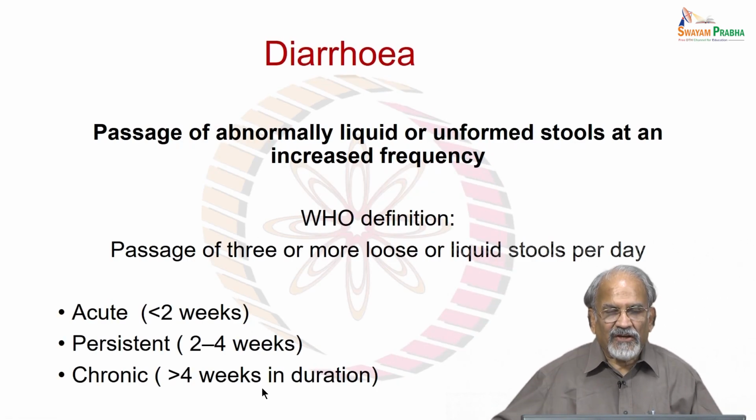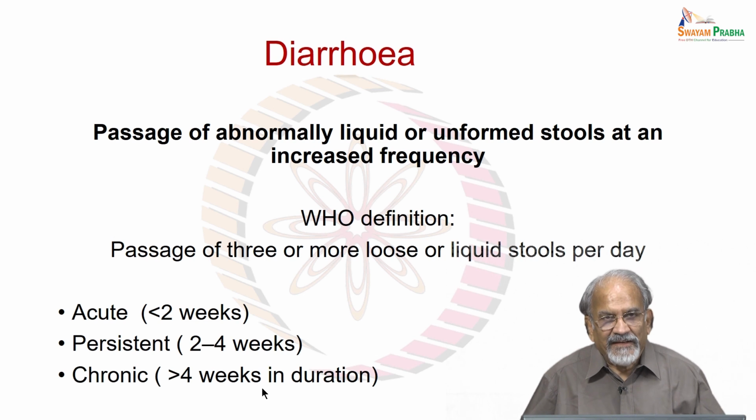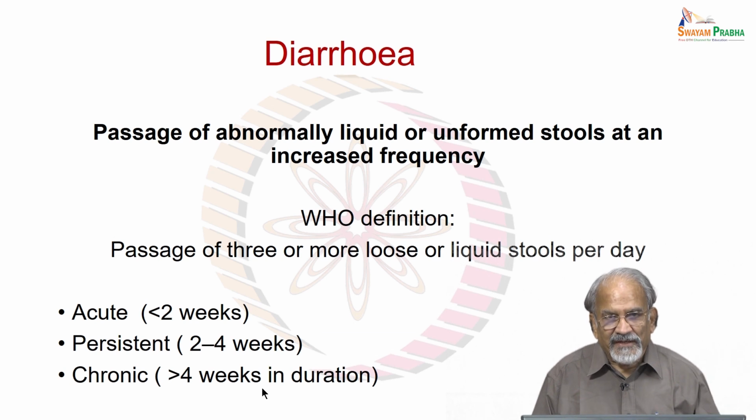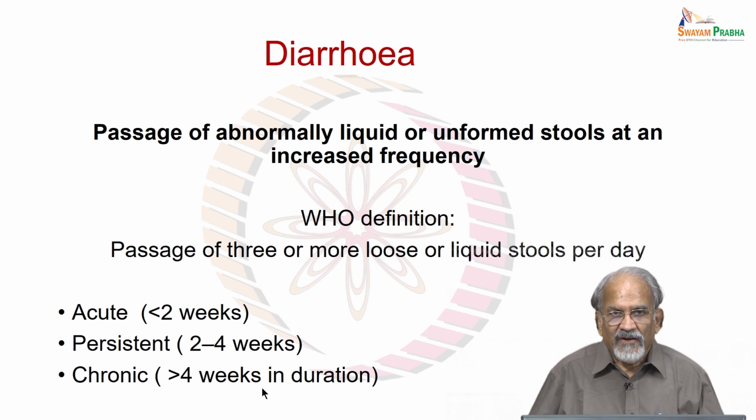Now, if I talk on diarrhea, first of all, what is diarrhea? The definition of diarrhea is passage of abnormally liquid or unformed stool at a higher frequency. If the stool consistency becomes less and frequency becomes more than normal, then this is called diarrhea. WHO defines diarrhea as passage of 3 or more loose or liquid stools per day.